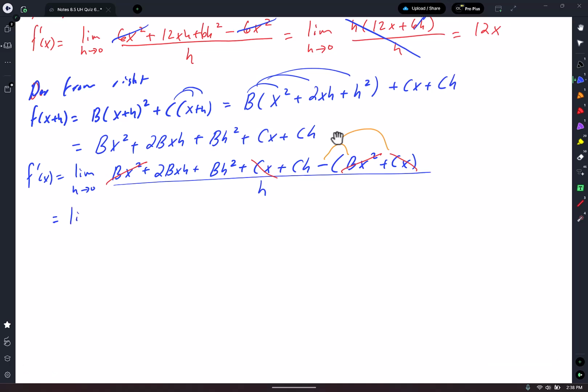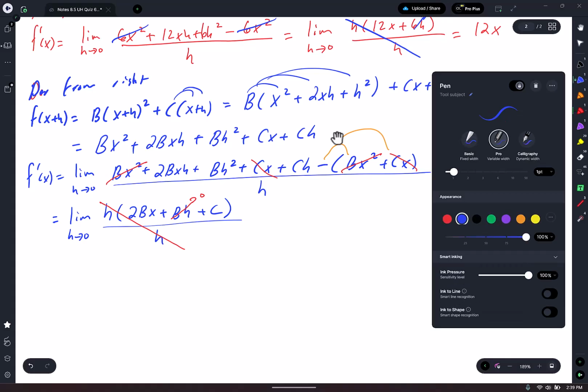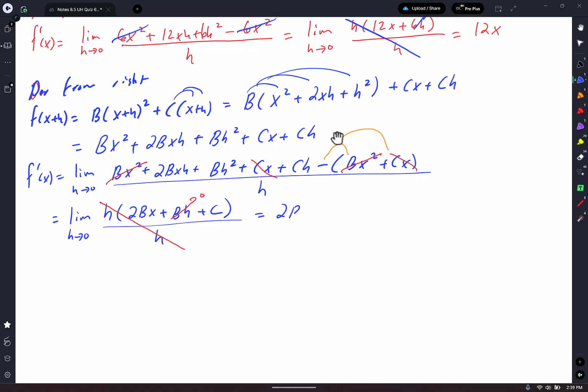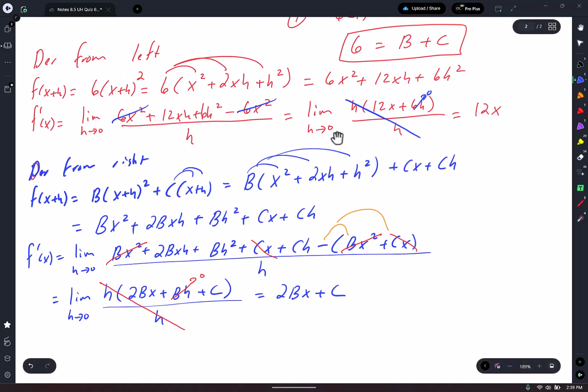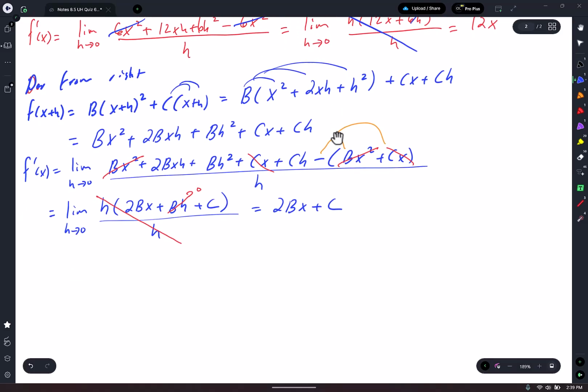I'm going to factor out an h. Limit as h approaches 0, factoring out an h. Let's see, what do I have? 2bx plus bh plus c, close it, all over h. All right, what cancels? The h's. And then h is approaching 0, right? So this guy is going to go to 0, and you're just left with 2bx plus c. You can probably have figured out that this was going to be c because that's a linear term. But now you got that 2bx there. Are we okay, guys?